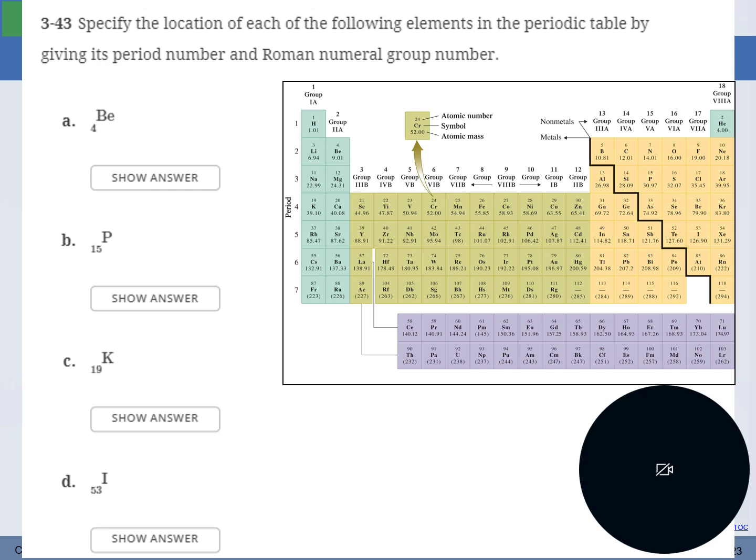This exercise is designed to get us somewhat familiar with finding elements on our periodic table. So we're going to give the period and group number. So beryllium is found right here. It's in period 2, group 2A.